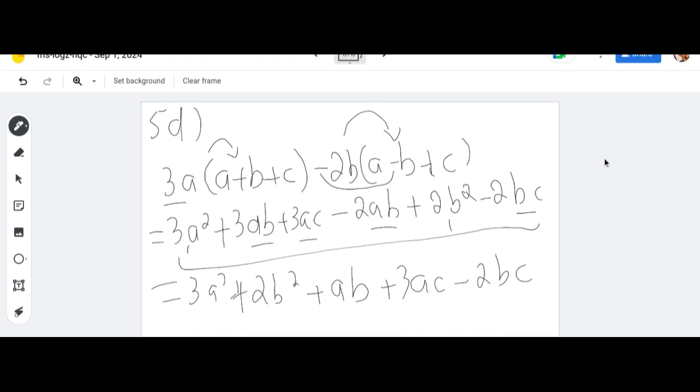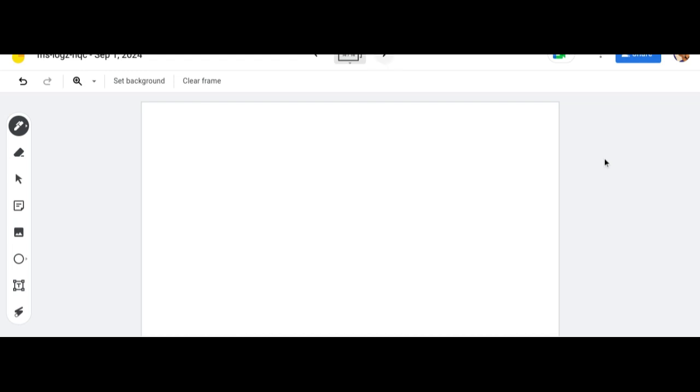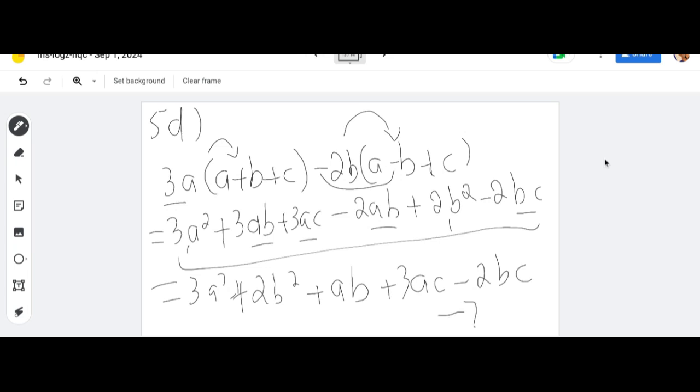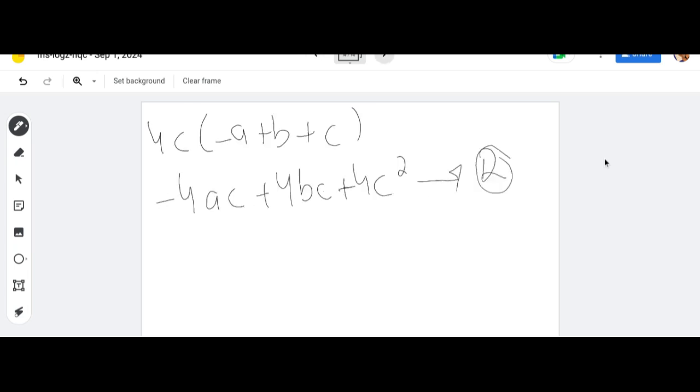Understood? Yes, ma'am. Now I have to solve its second part. 4c minus a plus b plus c. 4c multiplied inside that will look like 4ac plus 4bc plus 4c square. Understood? Now I have to subtract this part. This is the second equation and this is the first equation. You have to write that we subtract 1 and 2.